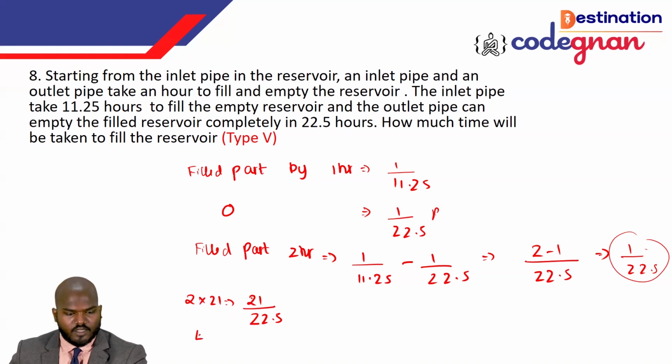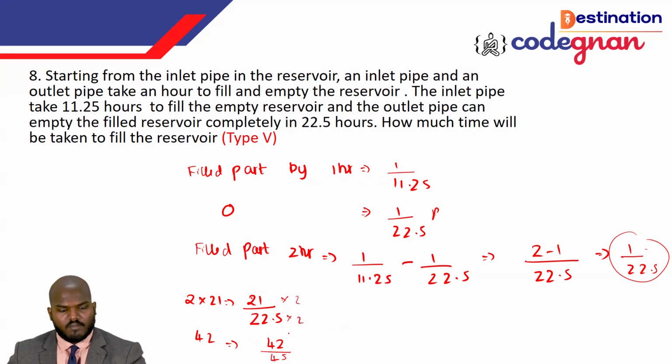Then what about the 42? 42 hours means we can say 42 by 45 we can get here in the place. You want to multiply here too, guys. That is the only thing we are making here. So if you made it, that is 42 by 45 is finished. Then the remaining work we can call as 3 by 45. So 3 by 45 can be filled by, they are asking the filling only. Filling can be done only by this inlet pipe.